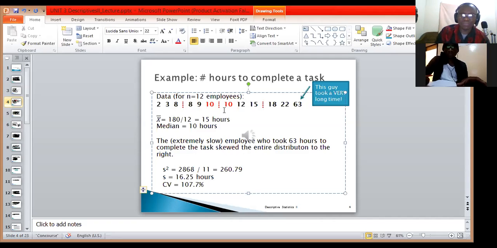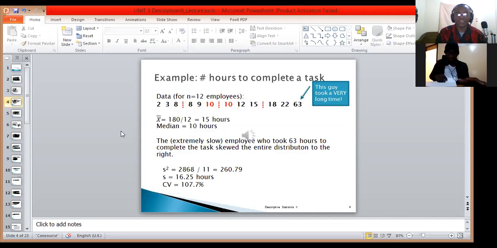We can use the same data again to calculate our variance. We know that our variance is equal to the summation of x minus x bar, squared, over n minus 1. That is the formula. So we have our mean here, and the sign for summation.